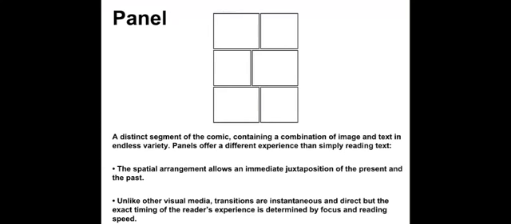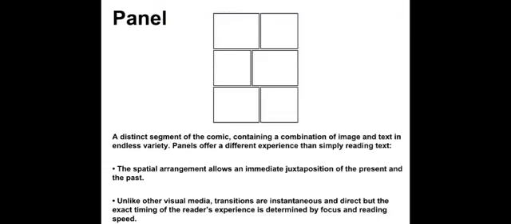The first term that you need to know is a panel. Those are the little squares. They can be squares, they can be lots of different shapes, but panels are a distinct segment of the comic. They contain a combination of image, so the picture, and the text, and the variety is endless, lots of different combinations. Panels offer a different experience than simply reading a text. That's an important point. Reading a graphic novel is not the same experience as reading a novel.